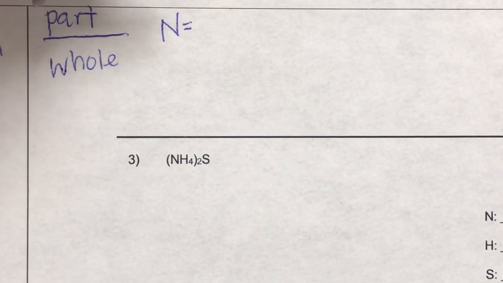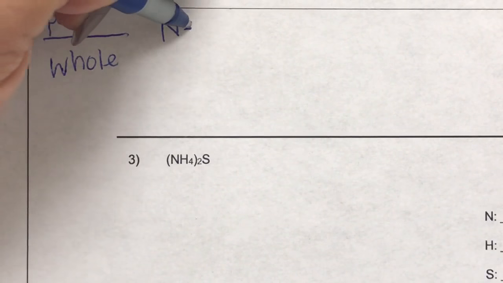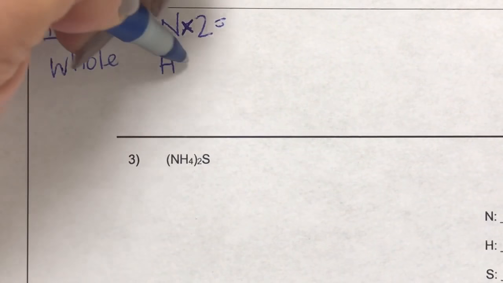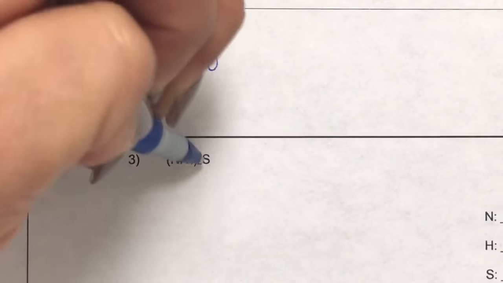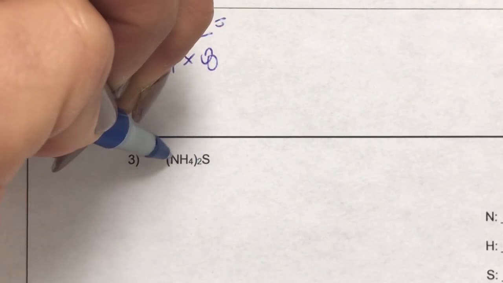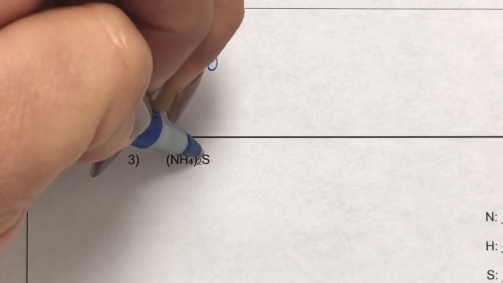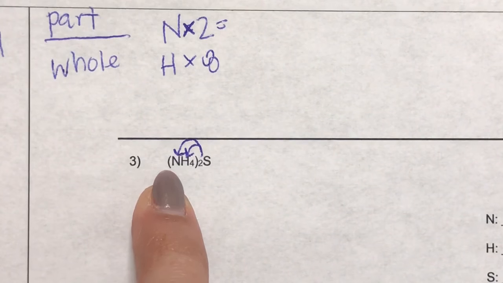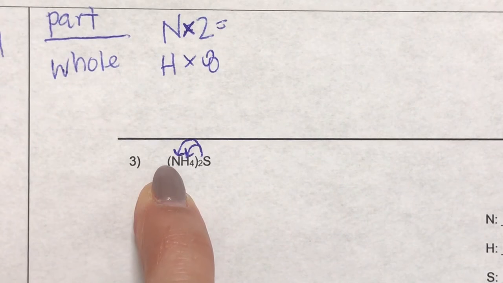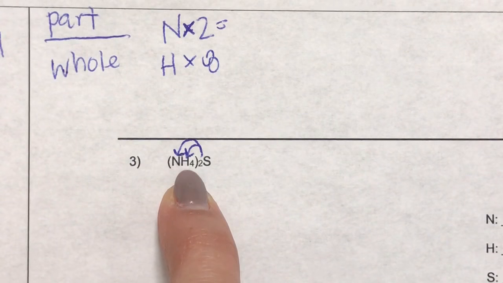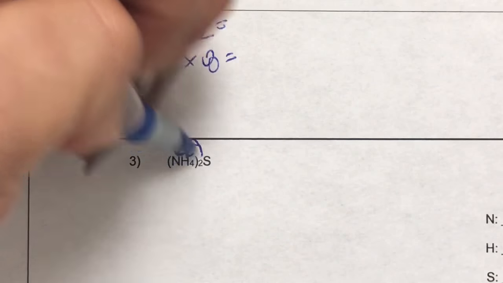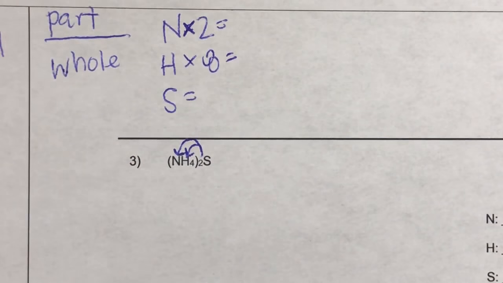How many N's do I have? 2. And then H's, I have 8, because again, if there's a subscript outside parentheses, it goes for both of them and it gets multiplied. Nitrogen didn't have anything on it, so there's just 2. Hydrogen, however, has 4 hydrogens already, so you must multiply 2 by 4 to get 8 hydrogens. And there's nothing on sulfur, so it's just 1 sulfur.